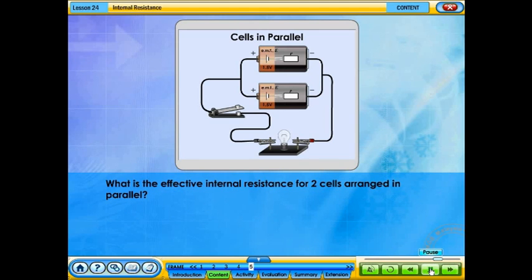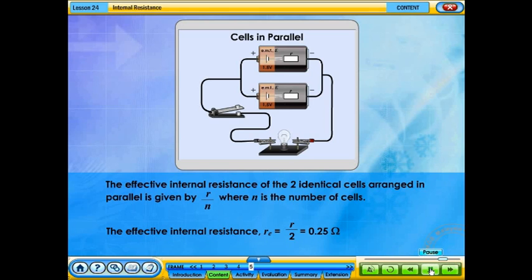What is the effective internal resistance for two cells arranged in parallel? The effective internal resistance of the two identical cells arranged in parallel is given by R over N, where N is the number of cells. The effective internal resistance RE equals R over 2 equals 0.25 ohms.